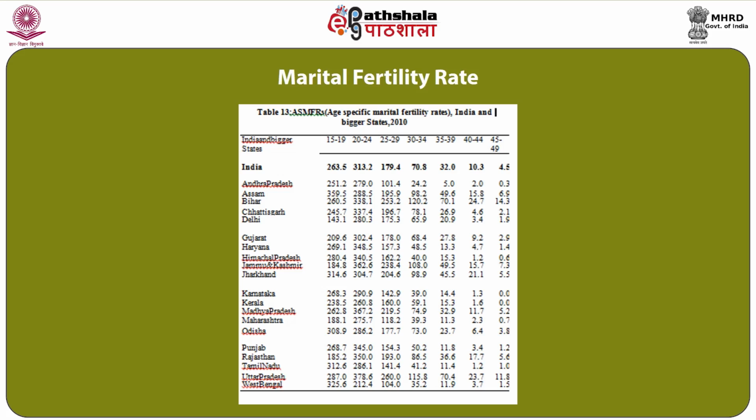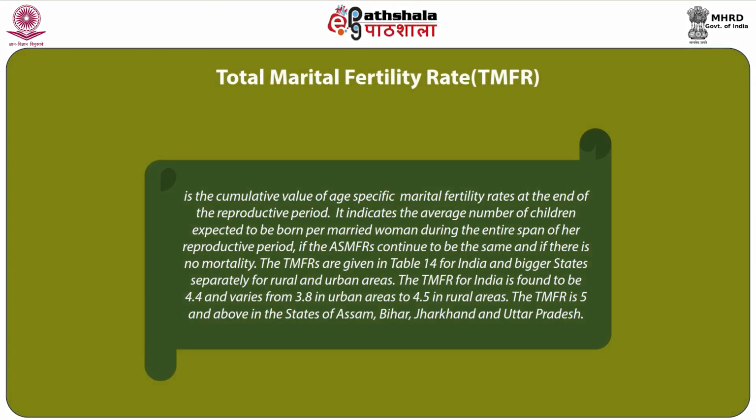There is significant decline in marital fertility for women aged 30 years onwards for all the major states, which clearly depicts the variations, and that is how the table clearly shows across different age groups between rural and urban areas among the major states. Next comes the measurement of total marital fertility rate. TMFR is the cumulative value of age-specific marital fertility rates at the end of the reproductive period. It indicates the average number of children expected to be born per married woman during the entire span of her reproductive period if the age-specific marital fertility rates continue to be the same and if there is no mortality.